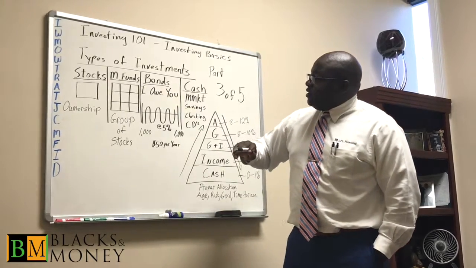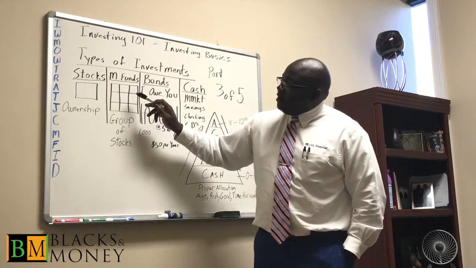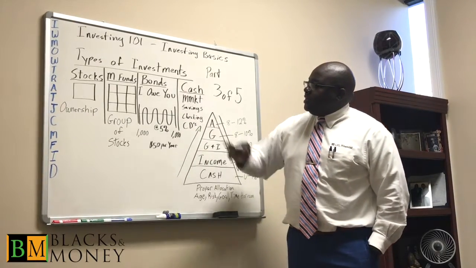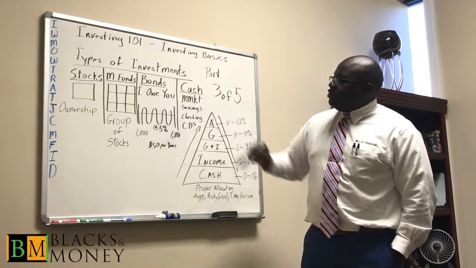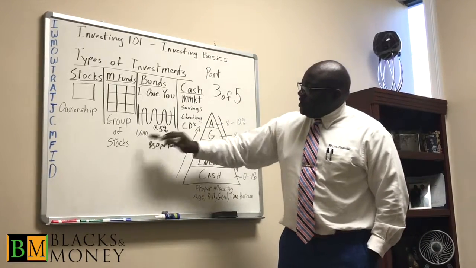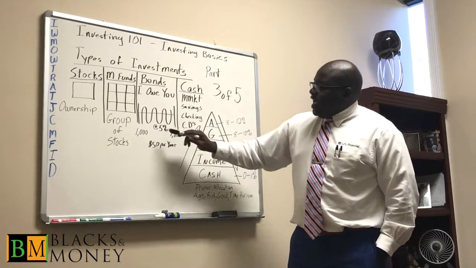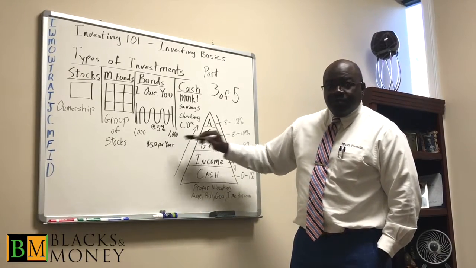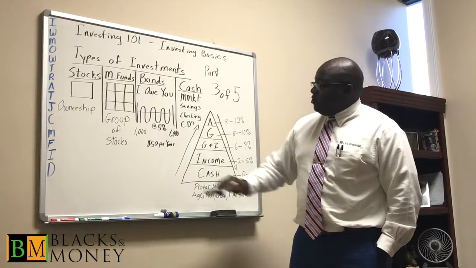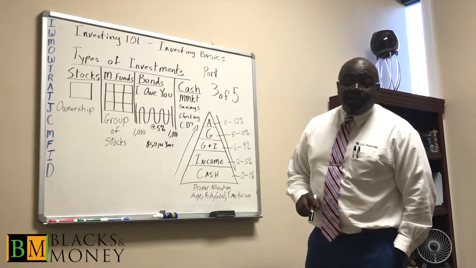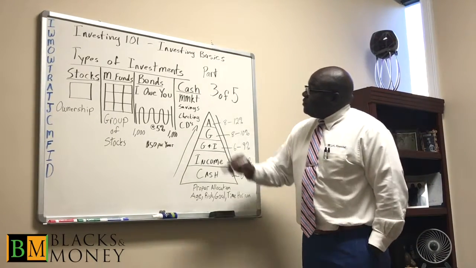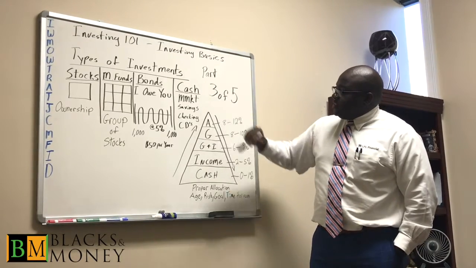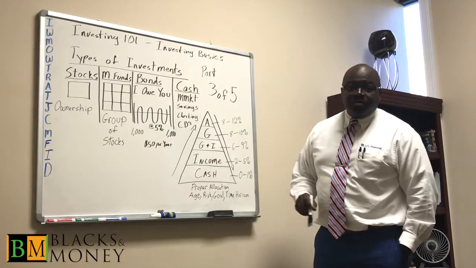Mutual funds, on the other hand, are a group of stocks. Bonds are similar to an IOU. You give a company $1,000 at 5% over a period of time. When that bond comes due, you'll get your $1,000 back, plus you'll have received $50 per year in interest. Cash is equivalent to money markets, savings accounts, checking accounts, and even short-term CDs.